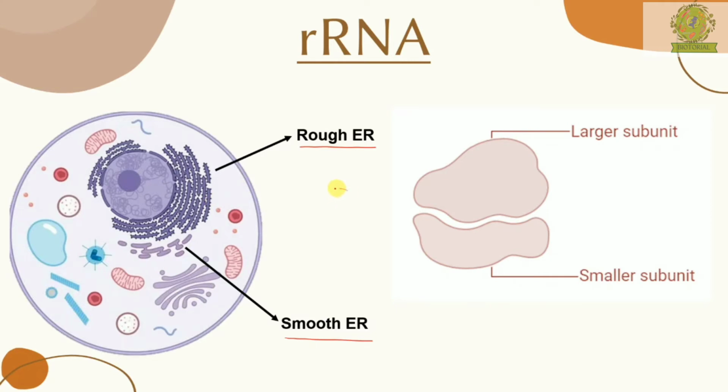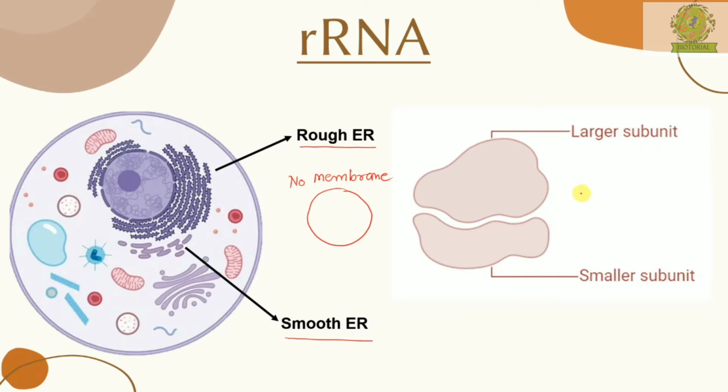Now we have learned that ribosomes are also a type of organelle, but they do not have any membrane. They are not specifically circular in structure; they have this kind of structure: there is a larger subunit and there is a smaller subunit. So how are these larger and smaller subunits formed?